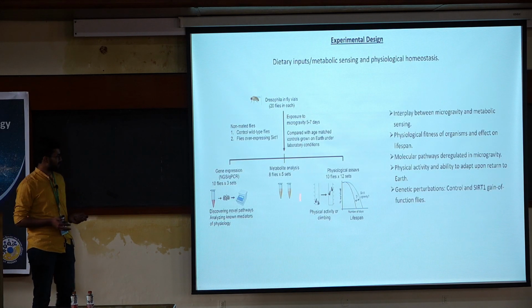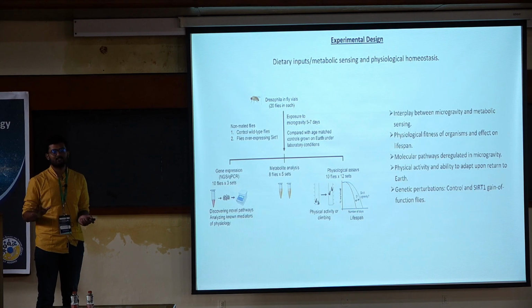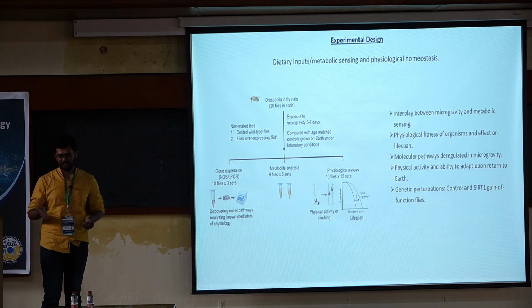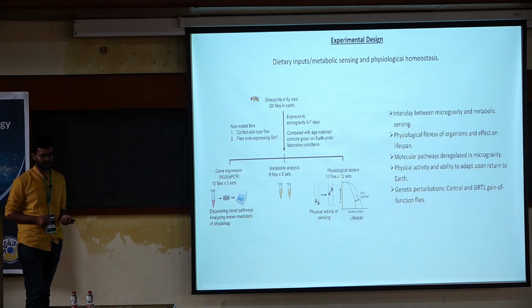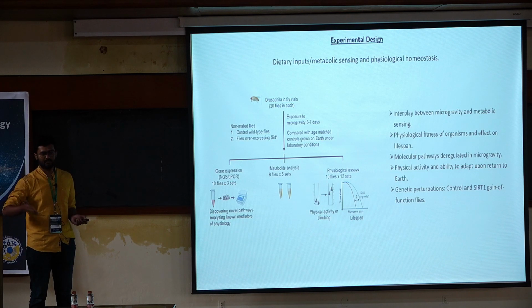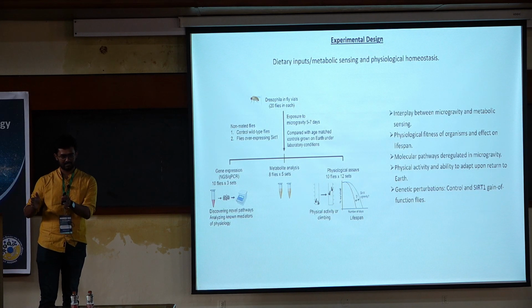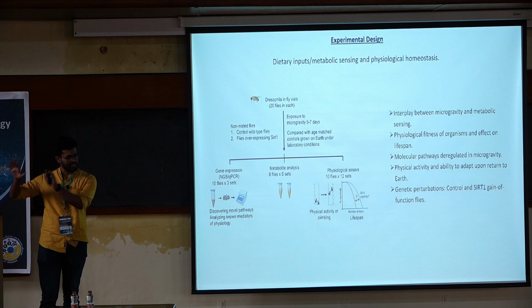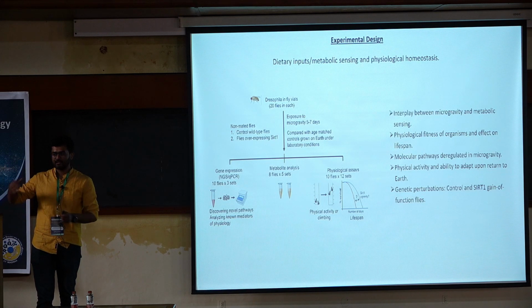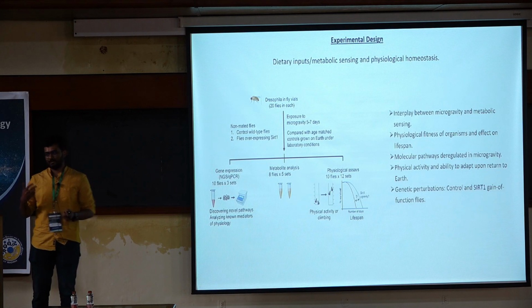Finally, I have the experimental design here. The flies will be sent to space in the same module as discussed by Dr. Ravi. After coming back, what we plan to do are next generation sequencing studies, metabolomic studies, and physiological assays throughout their lifespan. So it's not just that they come back and we do the study. They come back, we let them age and then do the study to see whether there are any long-term consequences to the memory of this spaceflight and if the plasticity is lost or not.